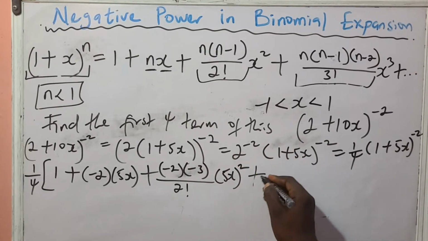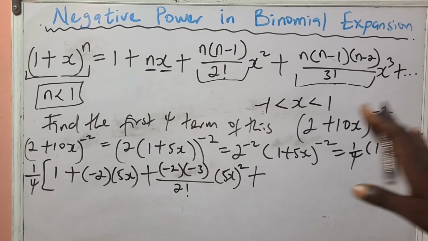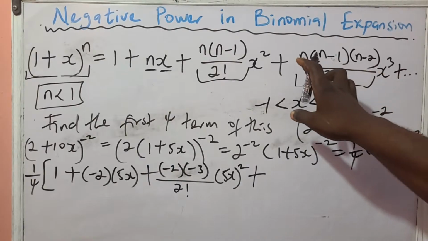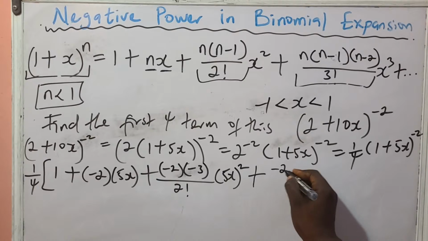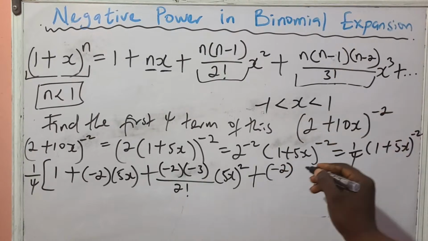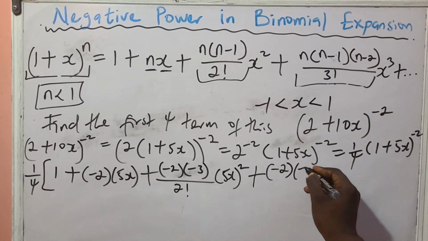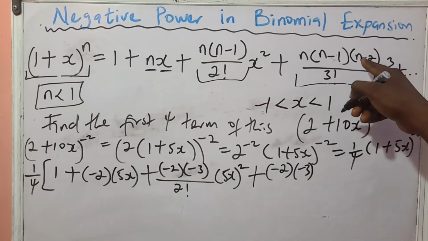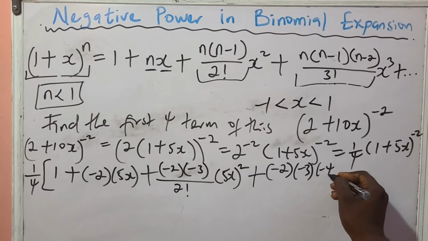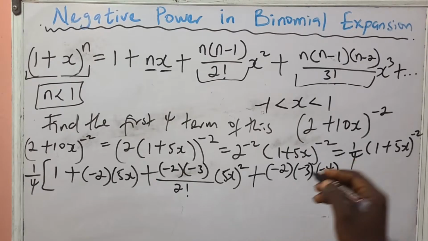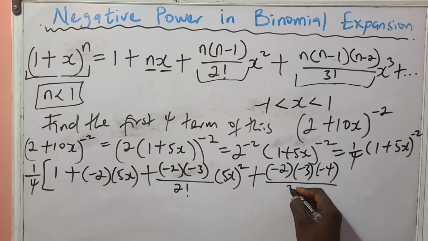Let's see the fourth term here, which is the last term where we're going to stop. The first value here is n, that will be minus 2. The second value is minus 2 minus 1, that will be minus 3. The third value is minus 2 minus 2, minus 2 minus 3 is minus 4. Can you see that? Then everything over 3 factorial.